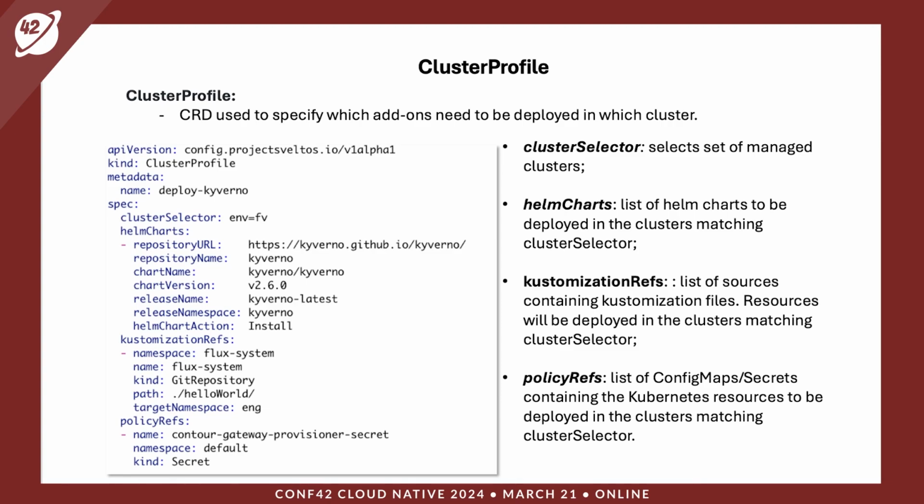And finally, you can put the Kubernetes resources that you want to be deployed in a Secret or in a ConfigMap. Both Secrets and ConfigMaps have a data section. And so in the data section, you can put one or more Kubernetes resources. You can use both YAML or JSON. What Sveltos will do, it will take the content of any Secrets and ConfigMaps that it is referencing, and deploy it in every cluster which is matching the cluster selector.